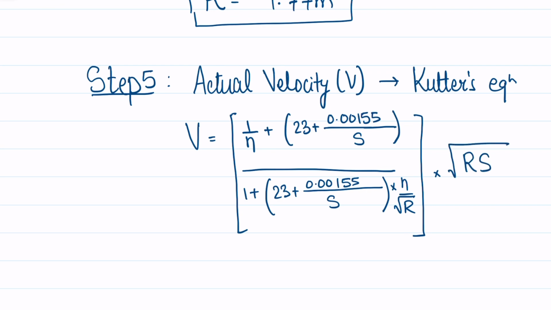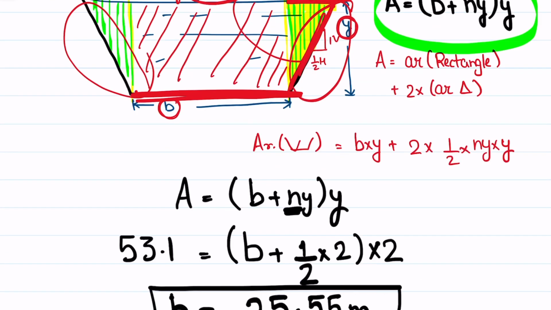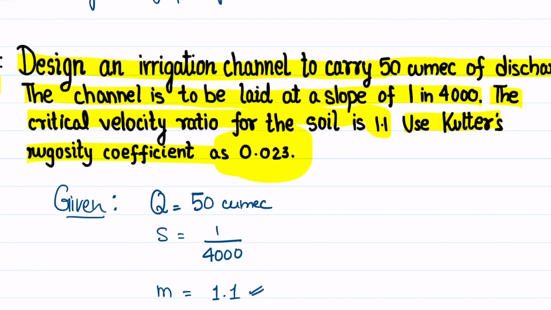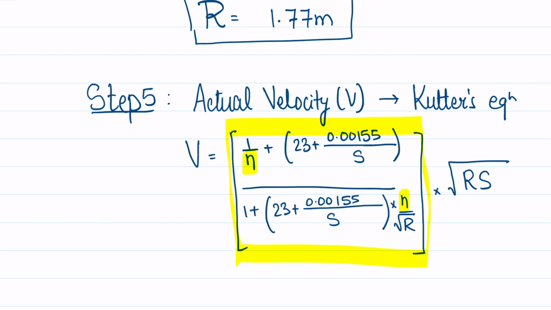I know this expression is very difficult to learn, but we have to learn. So just keep revising this formula or this coefficient every time you solve this numerical, and within 2 or 3 revisions I think you will be able to learn this formula. Okay, so n is the Kutter's rugosity coefficient, and in the question we have already been given this value to be 0.023.